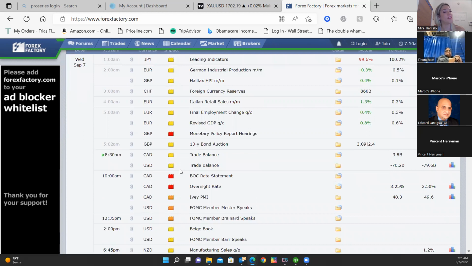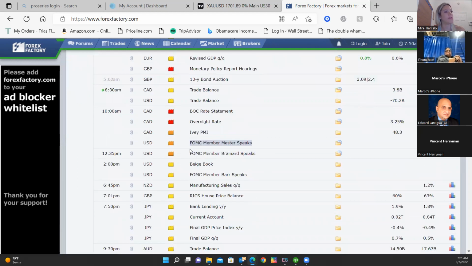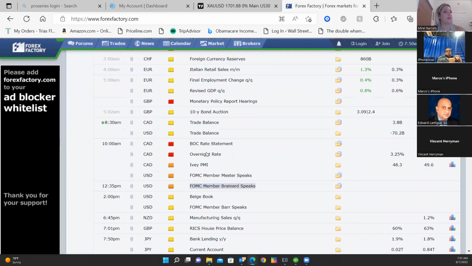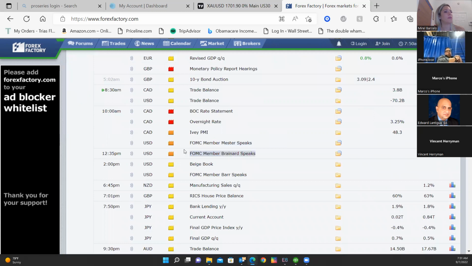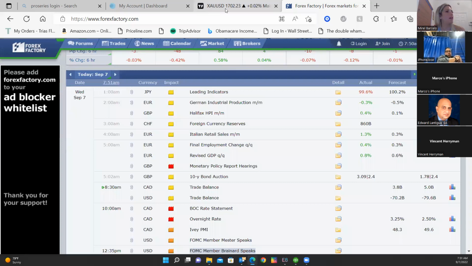So for example, at 8:30, even though it's a yellow folder today, I might see a reaction. And then at 10 a.m., I'm definitely going to see a reaction because a member of the FOMC is speaking, and at 12:30 the same. So these two time frames are going to be active. The market will react some way, somehow, to whatever they're going to say or do.